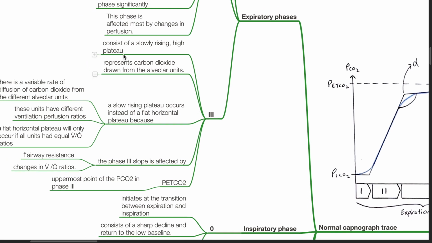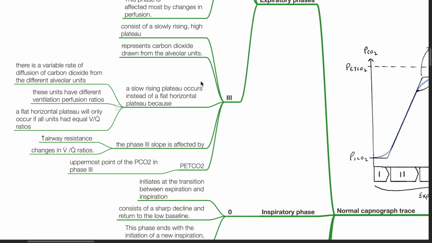Phase 3 consists of a slow rising high plateau and represents carbon dioxide drawn from the alveolar units. A slow rising plateau occurs instead of a flat horizontal plateau because there is a variable rate of diffusion of carbon dioxide from the different alveolar units. These units have different ventilation perfusion ratios. A flat horizontal plateau will only occur if all units had equal VQ ratios.